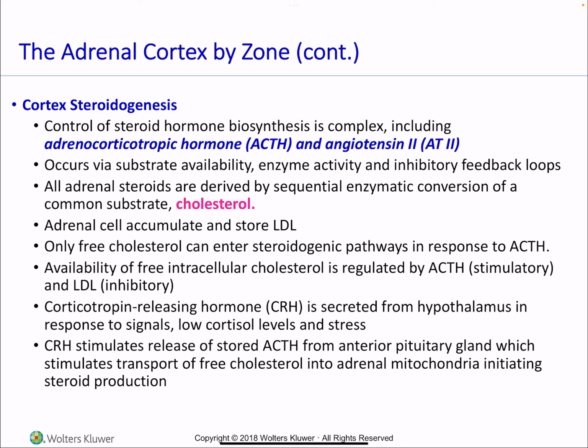Corticotropin-releasing hormone, CRH, is secreted from the hypothalamus in response to signals, low cortisol levels, and stress. CRH stimulates the release of stored ACTH from the anterior pituitary gland, which stimulates the transport of free cholesterol into the adrenal mitochondria, initiating steroid production.